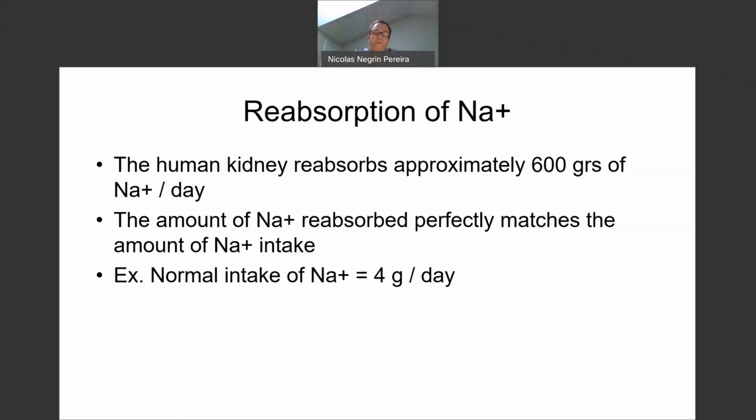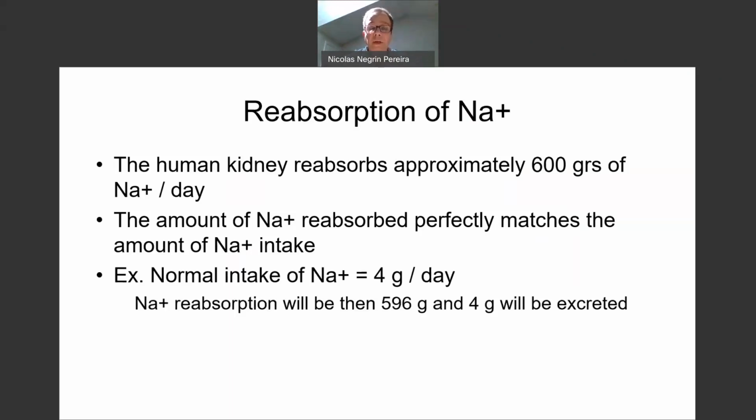So let's put an example. If the individual is having the normal intake of sodium, which should be 4 grams per day, then the net reabsorption will be 596 grams, and the other 4 grams will be excreted. So from the first number we saw, if the kidney reabsorbs approximately 600, in this case, because we are ingesting 4 grams, it's going to reabsorb only 596 grams. The remaining 4 grams will be excreted in the urine.